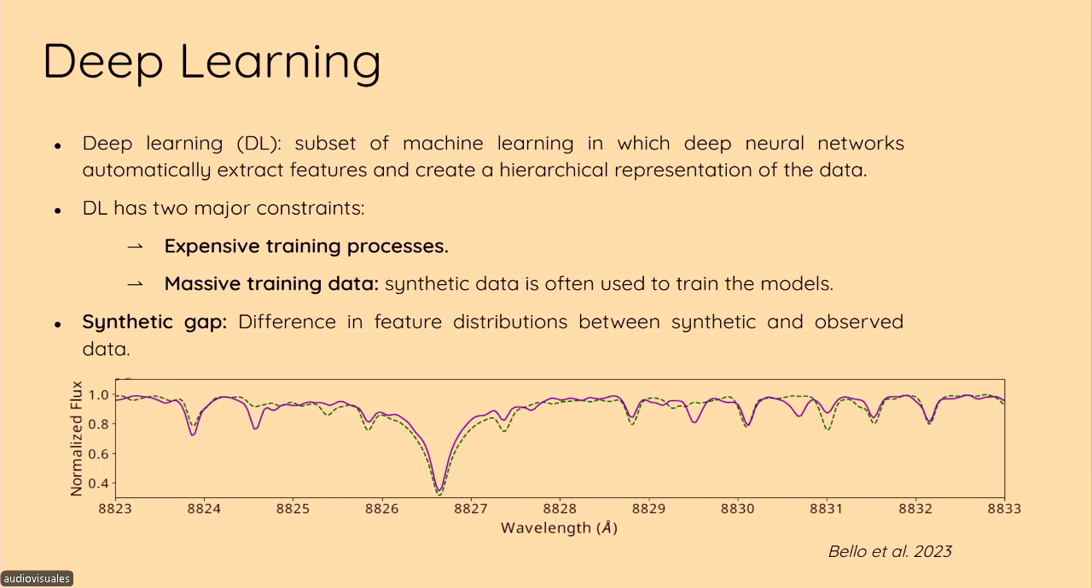Anyway. So first of all, for the synthetic gap, we found that the synthetic models that we use to train the deep learning models are not identical to the real data that we are inferring on. So the synthetic gap is just the difference in the features between these synthetic spectra and the real observed spectra. Here in the plot, you can see an example. The dashed line is the synthetic one, and the solid line is the real one, and you can see how they are similar but not identical.